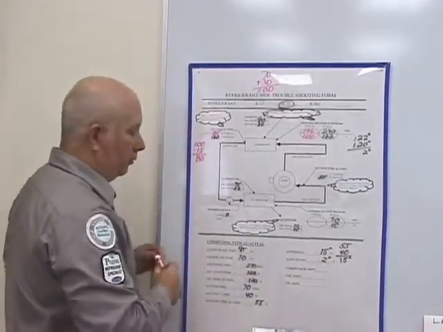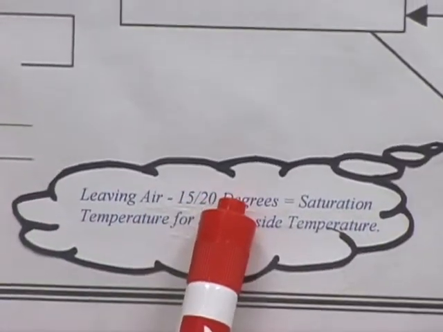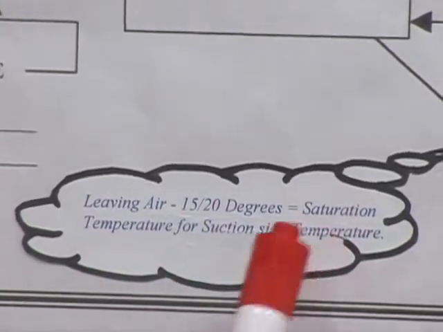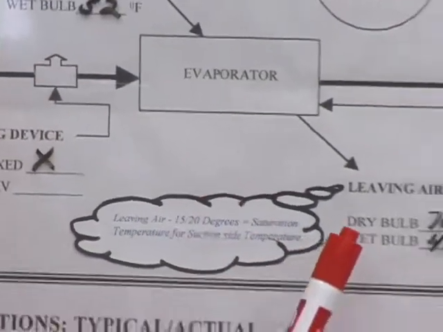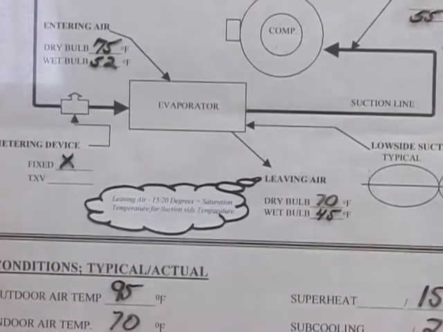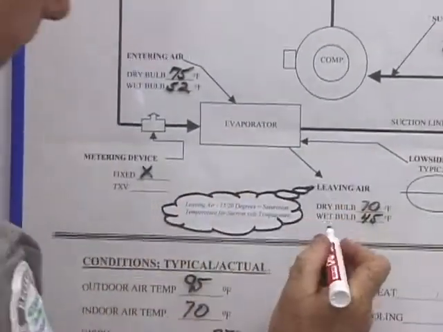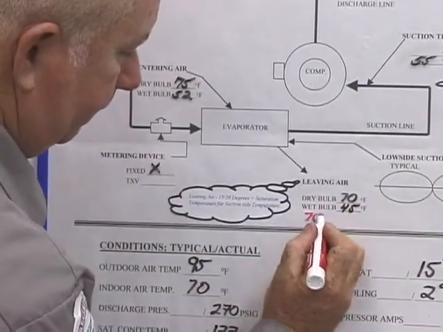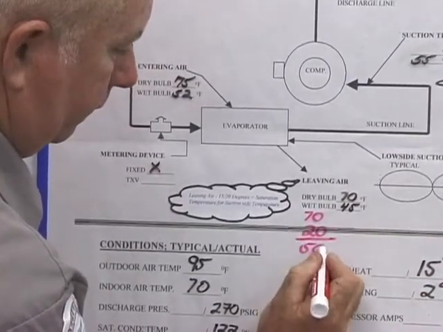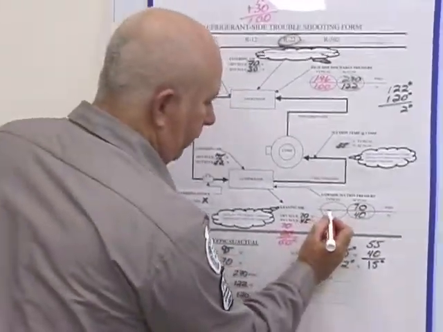The first thing I want to do is come down here. My leaving air minus 15 to 20 degrees equals saturation temperature for suction side temperature, meaning that I'm going to subtract 20 degrees from my dry bulb temperature. Whatever that dry bulb temperature is, and in our case it's 70 degrees, I'm going to subtract 20 degrees from that. That leaves me a saturation temperature of 50 degrees.